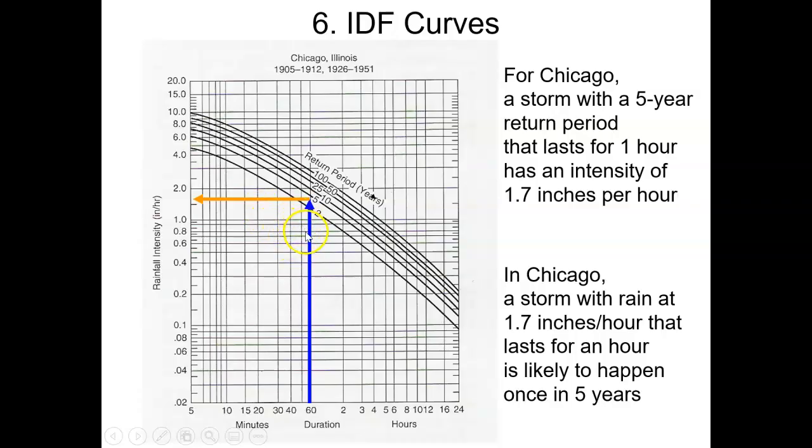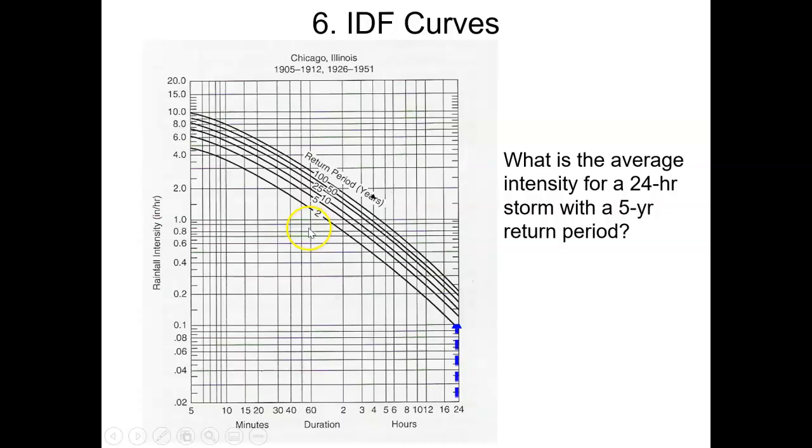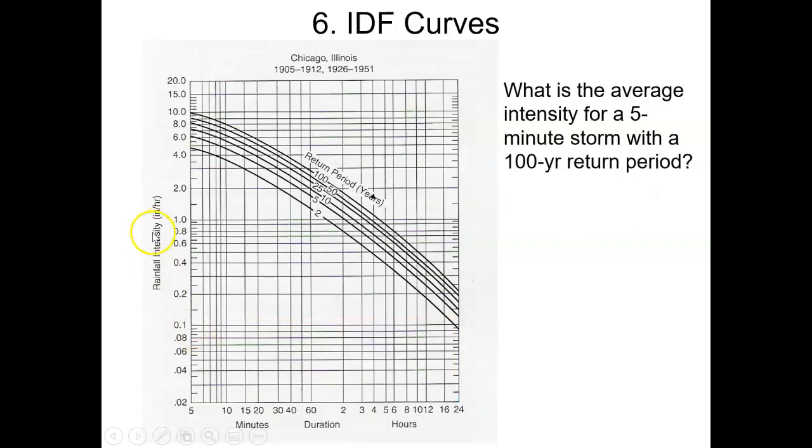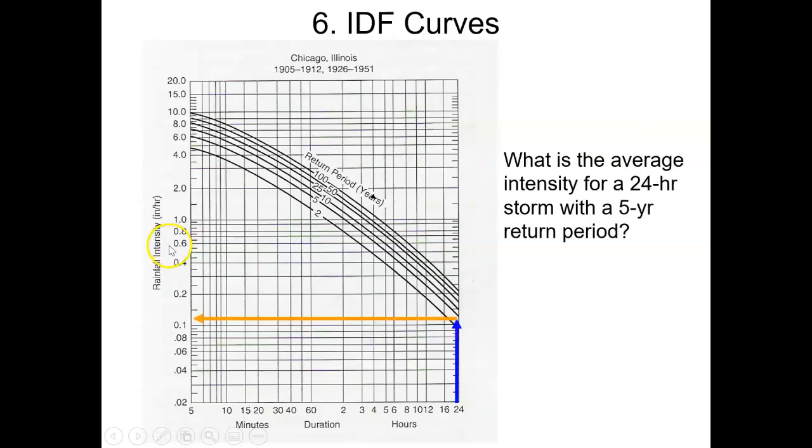Every 5 years, for 24 hours, it's going to be about 0.12 inches per hour intensity. By the way, the total rainfall then, I would take that inches per hour times 24 hours, and I'd come up with the total rainfall for that day.